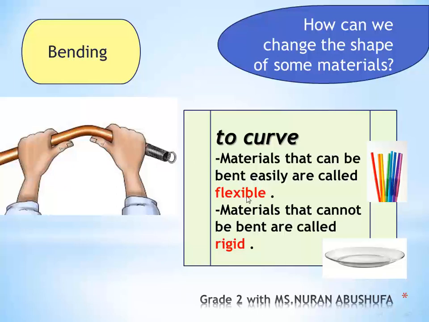It's not hard. But materials that cannot be bent easily are called rigid, like the plate. As you see here, the glass plate cannot be bent, it is hard. But the straws here are flexible because we can bend them easily.